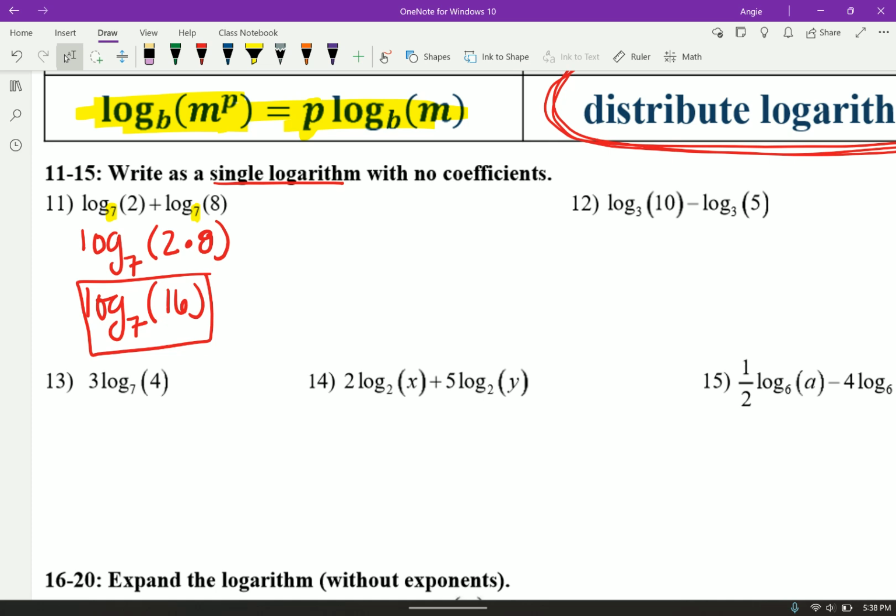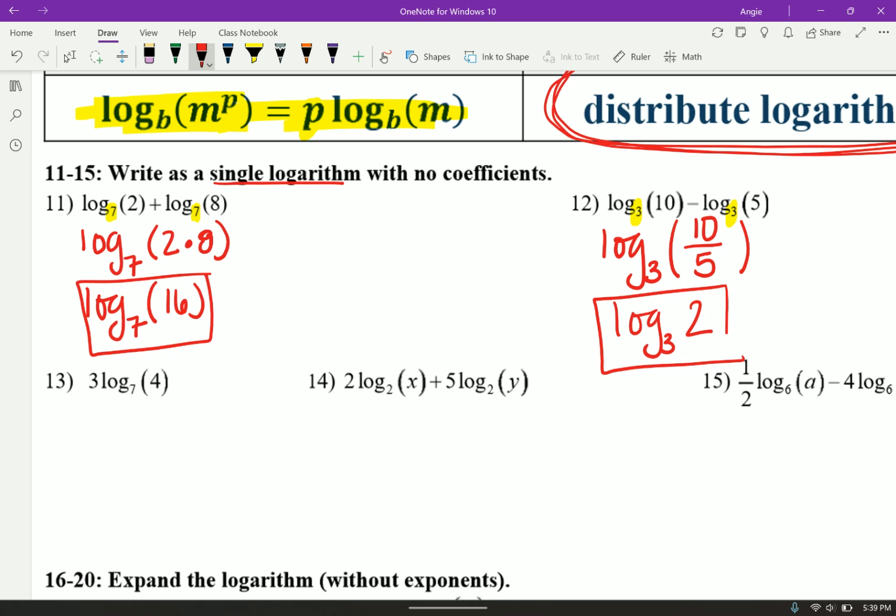So final answer, we only have one word log. Number 12: log base 3 of 10 minus log base 3 of 5. Students, you may only use these properties if your bases are the same. When it is a subtraction, we rewrite it as one log, but then we divide. Take 10 divided by 5, hence we have log base 3 of 2, and that allows us to have one log left.